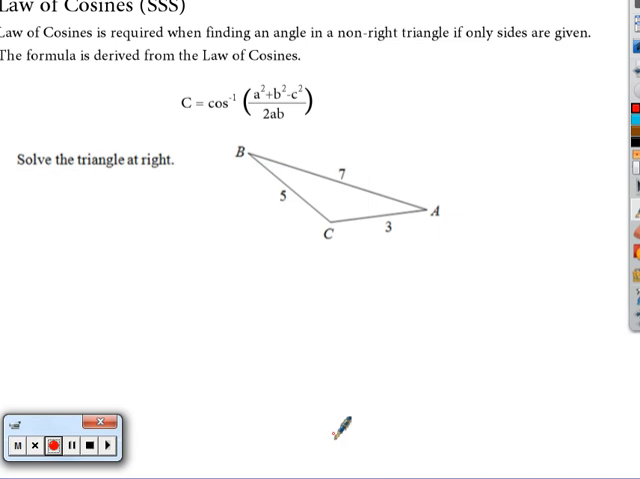Law of cosines, second part here: side, side, side. The reason we're treating this one a little bit differently is there's a manipulation to the law of cosines formula for when you're looking for an angle. You don't have to use this. You could continue to use the formula from the previous video.